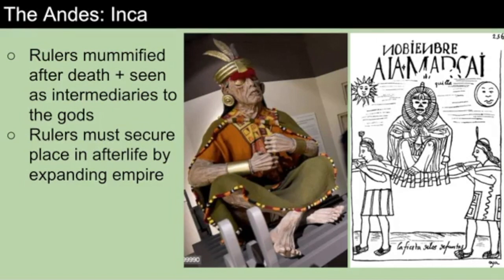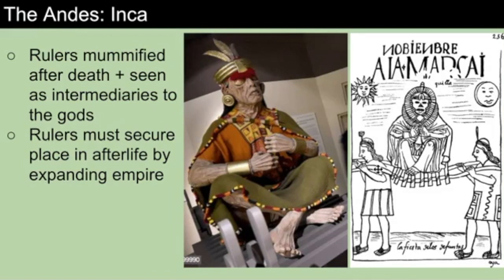Incan emperors were seen as intermediaries to the gods, sort of a go-between between humans and the sun, and they would continue this role even after death. Incan rulers were routinely mummified, and instead of being buried in pyramids like the Egyptian mummies, their mummies would be carried around the empire as sort of godly representatives. So Incan rulers could remain really important even after their death.